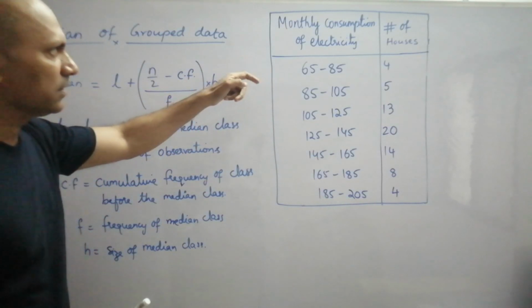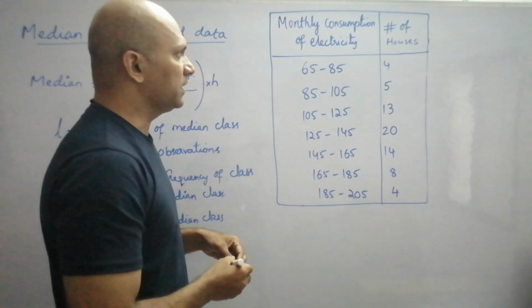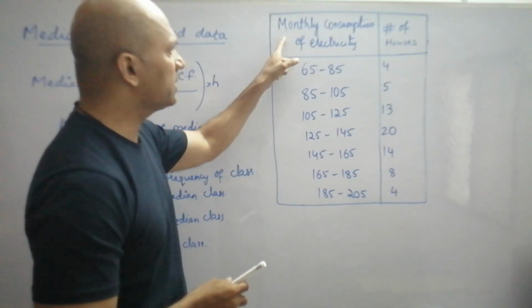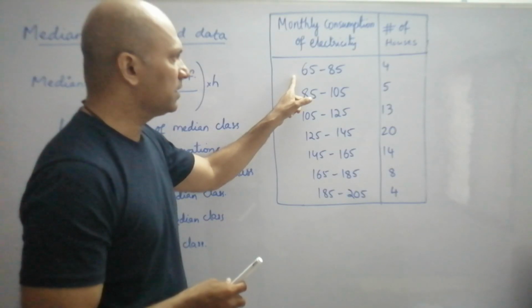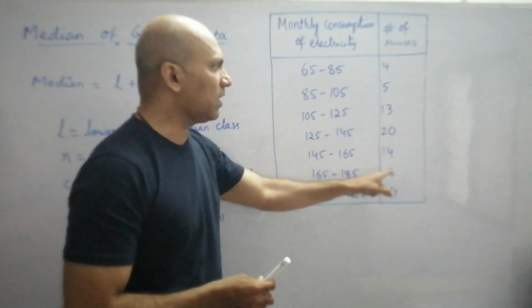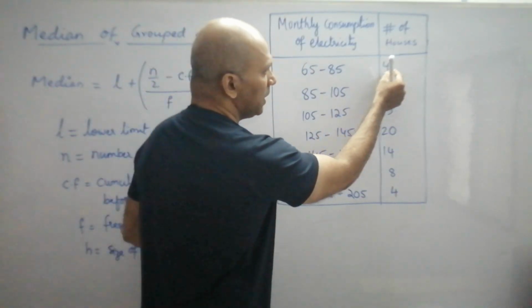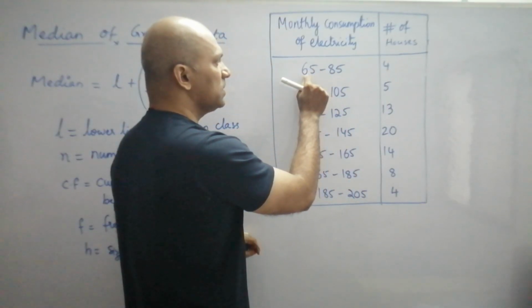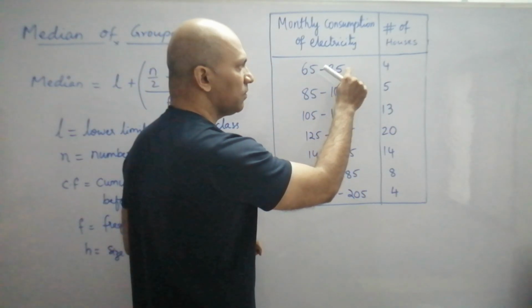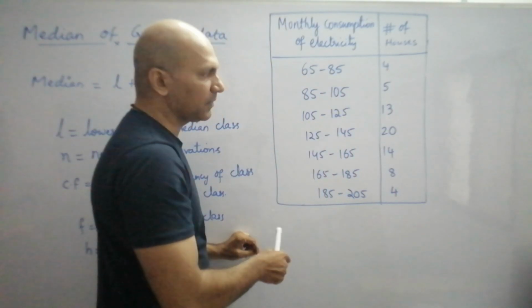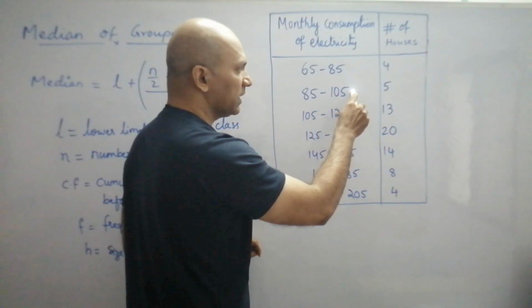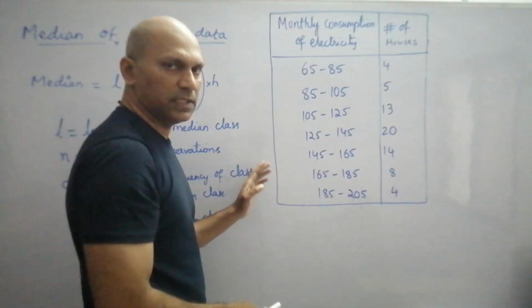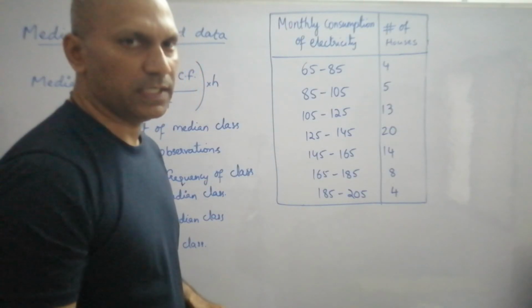Alright. Monthly consumption of electricity. What is this data about? It's about monthly consumption of electricity. These are units, and these are the number of houses. Like 4 houses are using 65 to 85 units of electricity per month, 5 houses are using 85 to 105 units per month, and so on. This is the information we need to find the median.